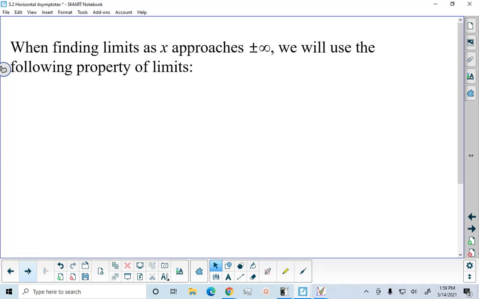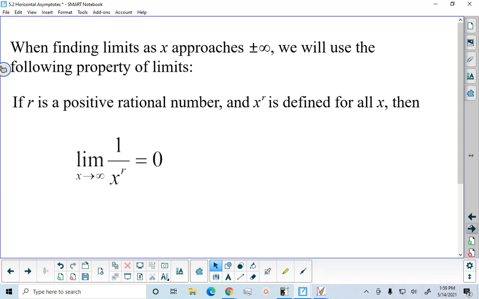Okay, so we're just going to use a very important property of limits to determine limits as x approaches infinity. And as long as in this definition, r is a positive rational number. What do I mean by that? I mean we've got 1 over x to the r, and r is a number like 5 or 10 or positive 0.6. But it's not negative, it's not 0, and it's not an irrational number, because irrational numbers do goofy things sometimes, then that limit is 0.